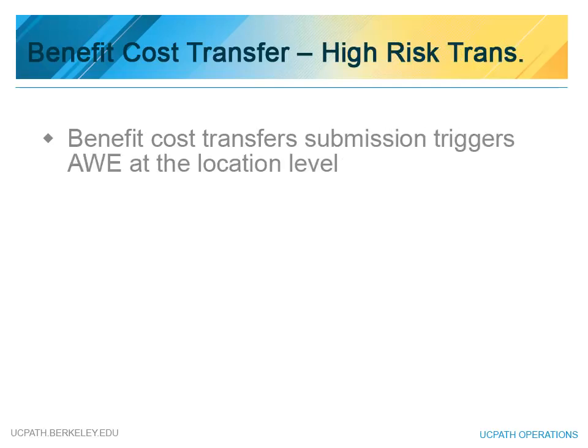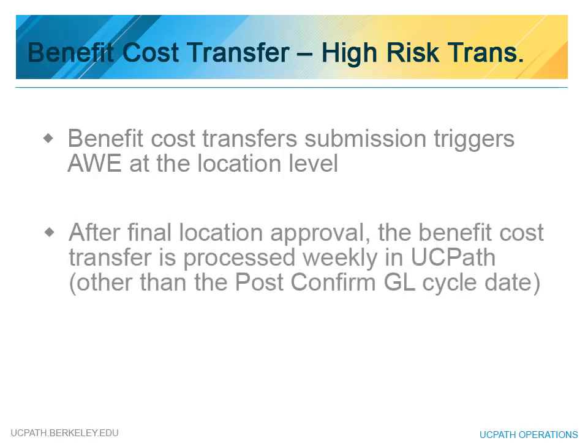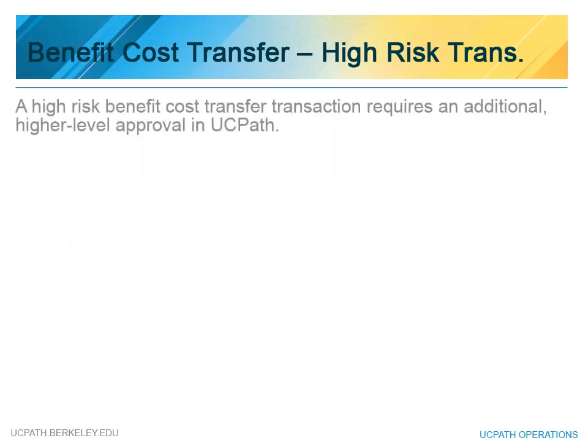When you submit a benefit cost transfer, it does trigger the approval workflow at the location level. Upon final location approval, the benefit cost transfer transaction is picked up by a custom process and processed every week over the weekend. High-risk benefit cost transfer transactions require a higher level approval in UCPath.